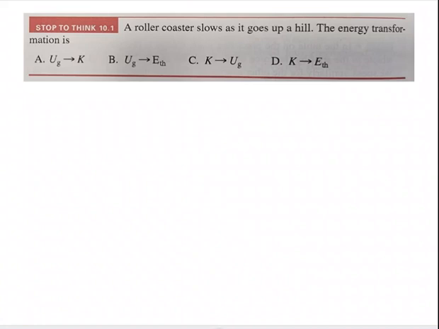A roller coaster slows as it goes up a hill. So therefore, the energy transformation is which one? I think it's... Yeah. It's slowing as it goes up the hill, so kinetic energy is being transferred or transformed? Transformed. Kinetic energy is being transformed into gravitational potential energy. So K is being transformed into U sub G. That's C. And that's it. That's the whole section. Hooray.